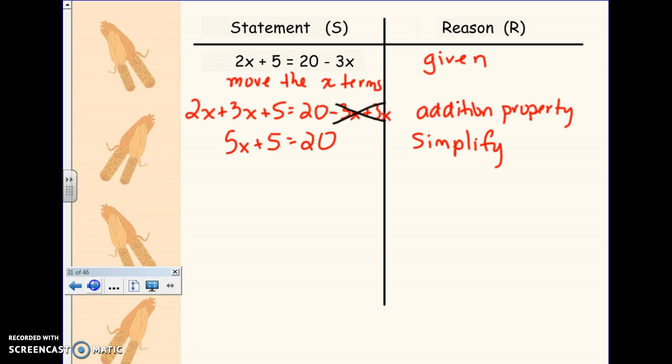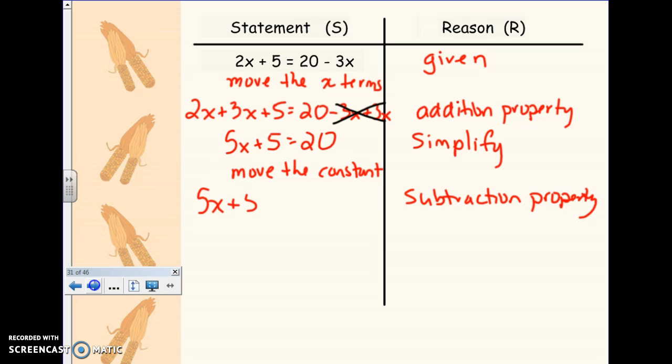All right, and then the next thing I want to do is move the constant term, and that's going to be the subtraction property of equality, because I'm going to subtract 5 from both sides. And my equation is still equal. And I can simplify, and I get 5x equals 15.